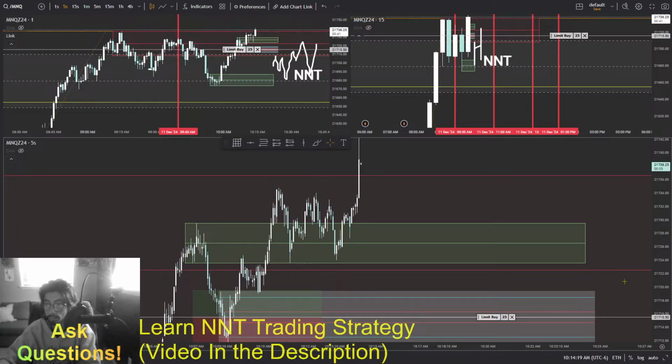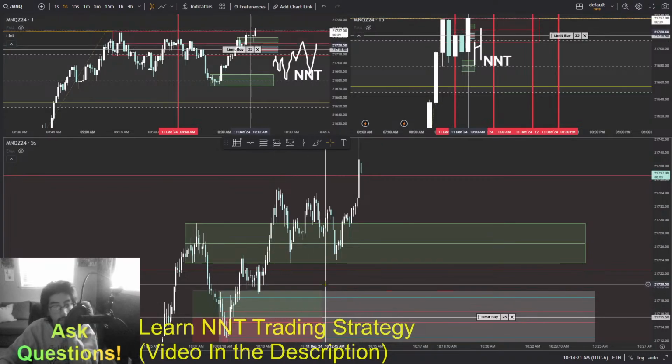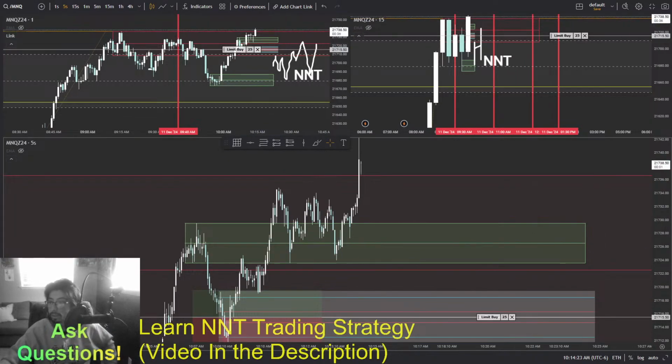So I'm liking the setup more and more and more. We're breaking this high up here.